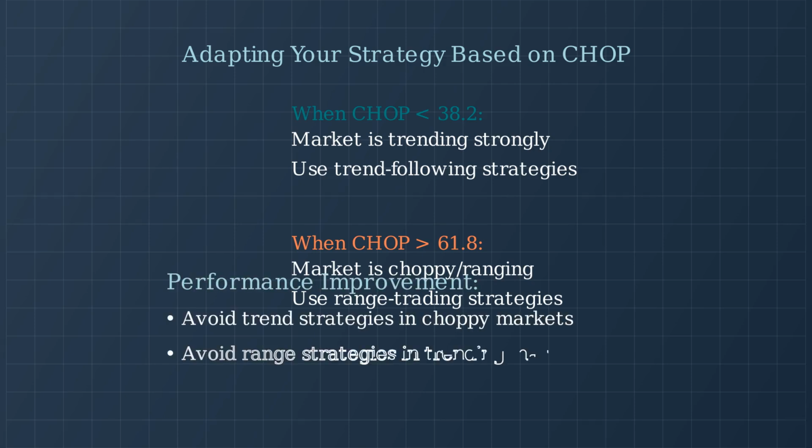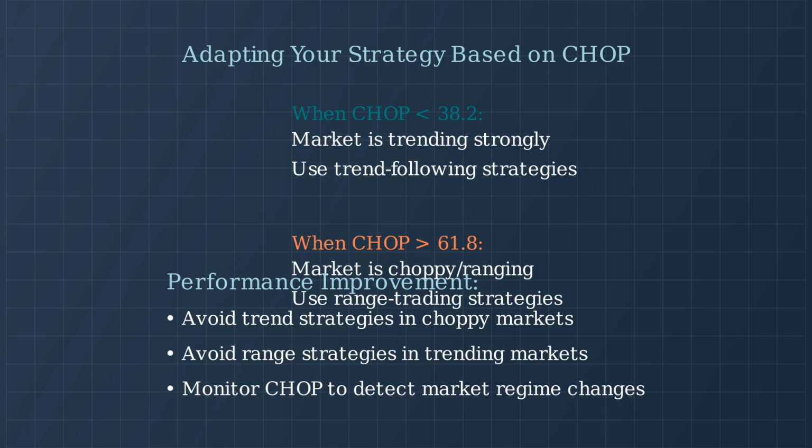By selecting strategies that align with current market conditions, as measured by the Choppiness Index, traders can significantly improve their performance and avoid using inappropriate approaches for the current market regime.